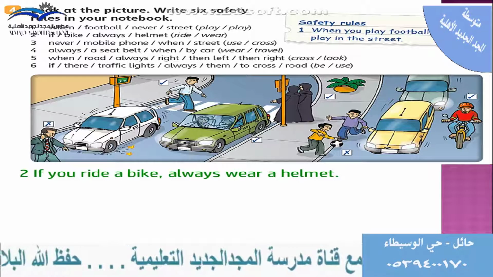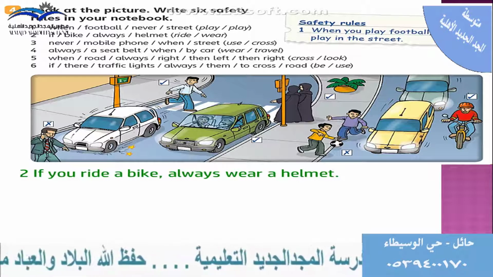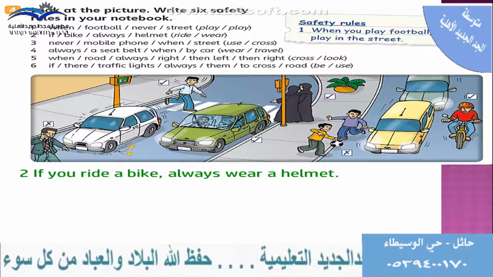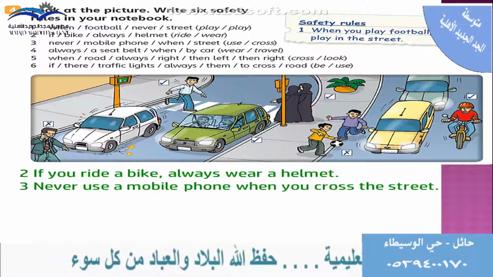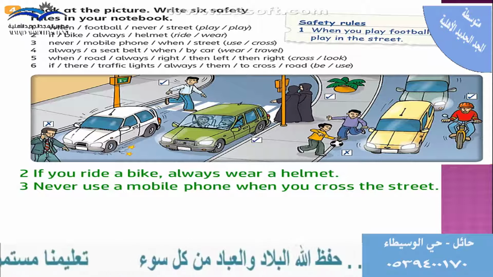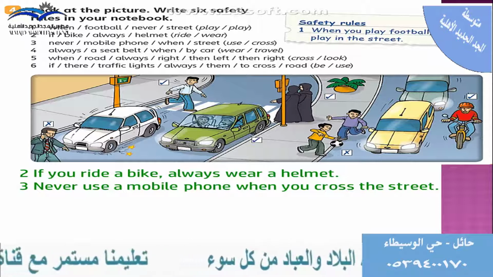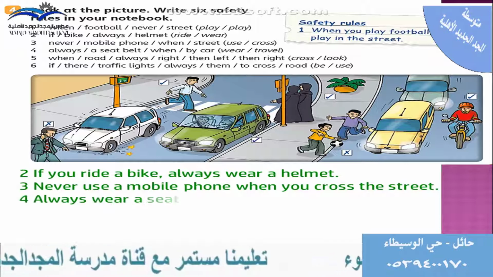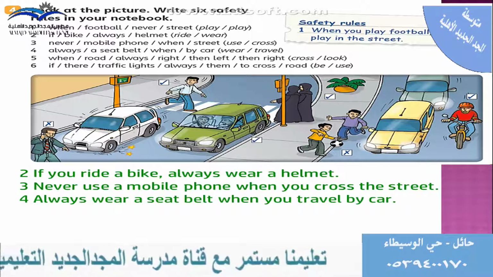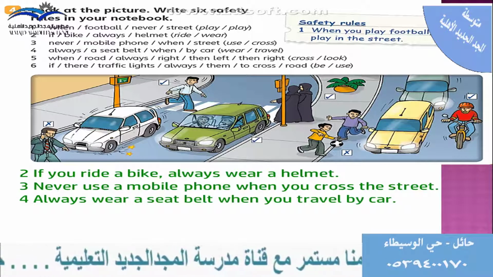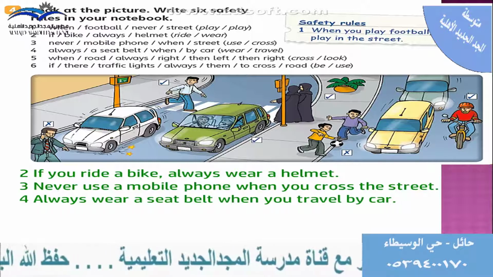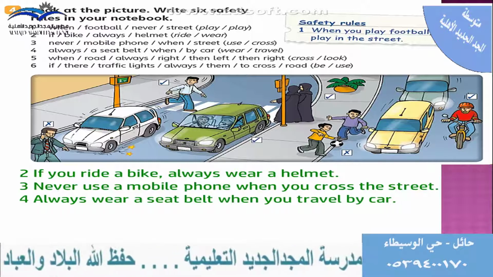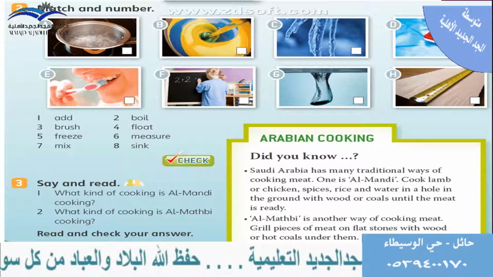If you ride a bike, always wear a helmet. 3. Never use a mobile phone when you cross the street. Always wear a seat belt when you travel by car. My dear students, you can complete number 5 and 6. It will be for you.